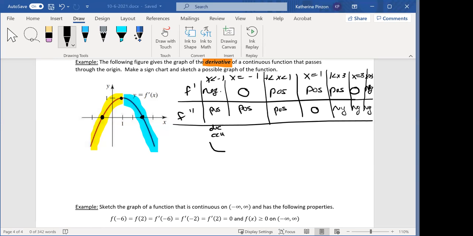Okay. Between -1 and 1, I got 2 positives. So I am increasing, concave up. Yep, that one. Increasing, concave up. This guy. Okay. Between 1 and 3, I have a positive and a negative. So I am increasing, concave down.